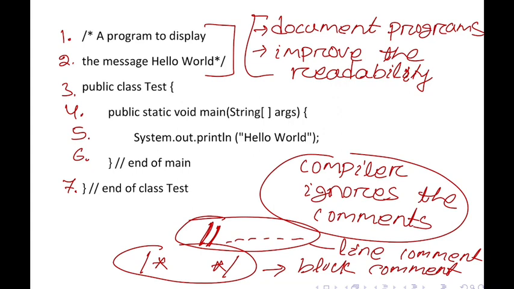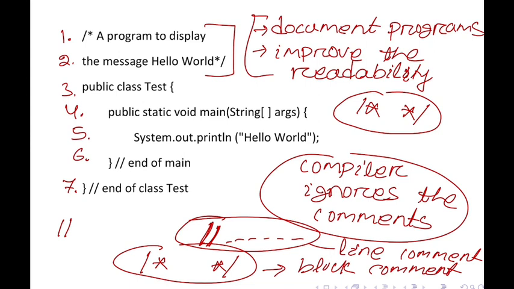So when the compiler sees this double slash, it ignores all text after this double slash on the same line, and similarly when it sees this slash and star, it searches for the next star and slash and ignores any text between these slash star and star slash.